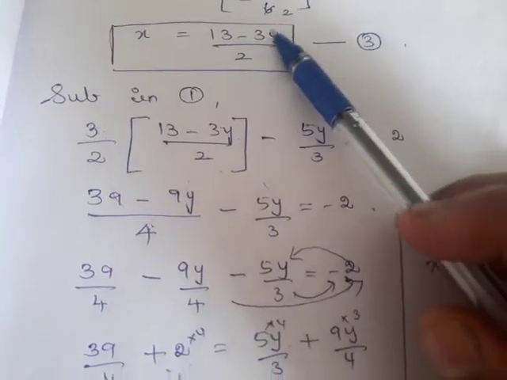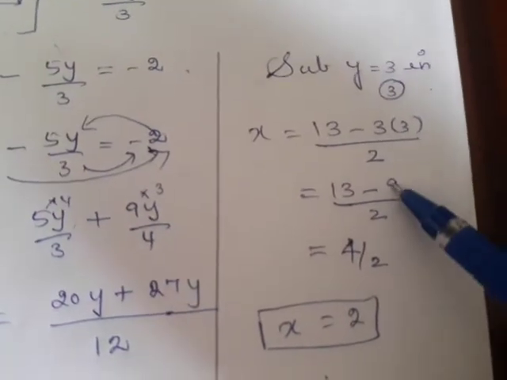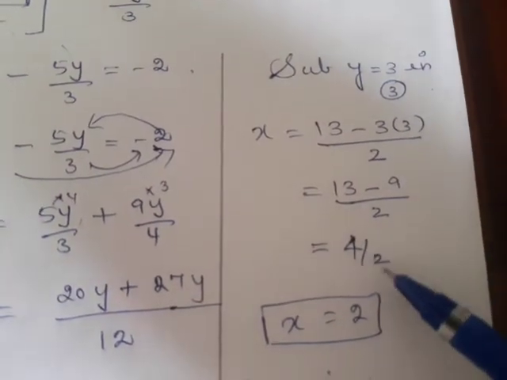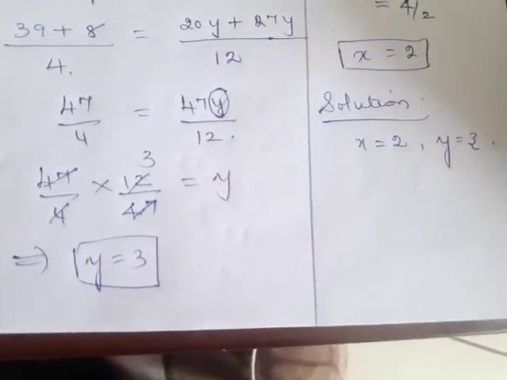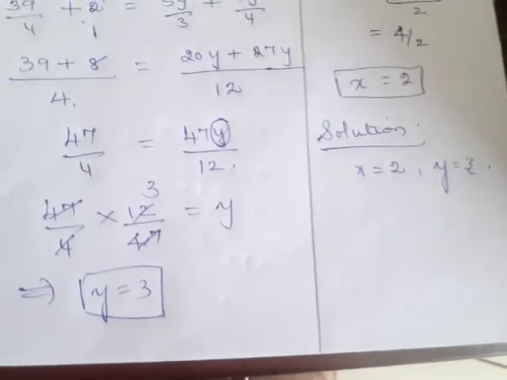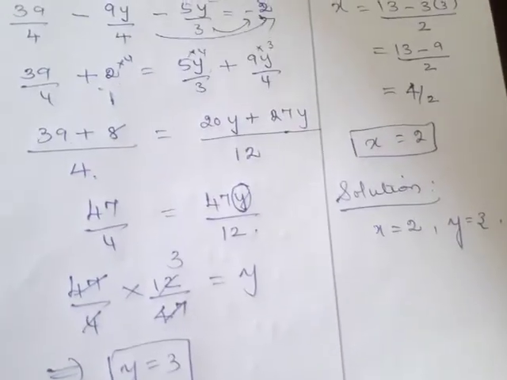So in the place of y, we are going to substitute the value 3. So 3 3s are 9, 13 minus 9 is 4, 4 divided by 2 is 2. So the value of x is 2. Thus we solved the pair of linear equations and we got wonderful answers, x equal to 2 and y equal to 3. So that's what I am repeating again and again.